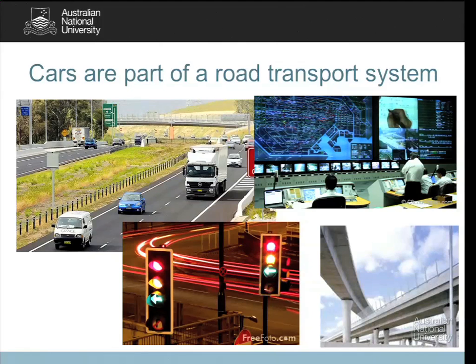And I touched on that a minute ago, that in order to fully understand the car, you have to understand the role that it plays and how it interacts with the broader system of which it's a part. In the case of a car, it's part of the road transport system. And that involves the roads, other vehicles, traffic control, traffic management, the road system itself. And you need to start to think about how the car interacts with all of those things in order to fully understand the car.